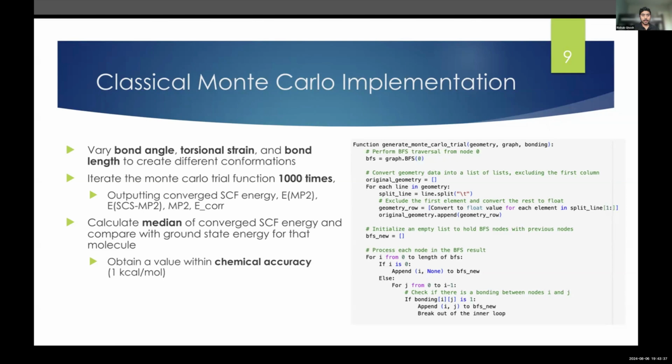calculations. After we compiled all 1,000 energies, we calculated the median of the converged SCF energies and compared that with a ground state energy for the molecule. We're hoping to obtain a value within chemical accuracy of 1 kilocalorie per mole.